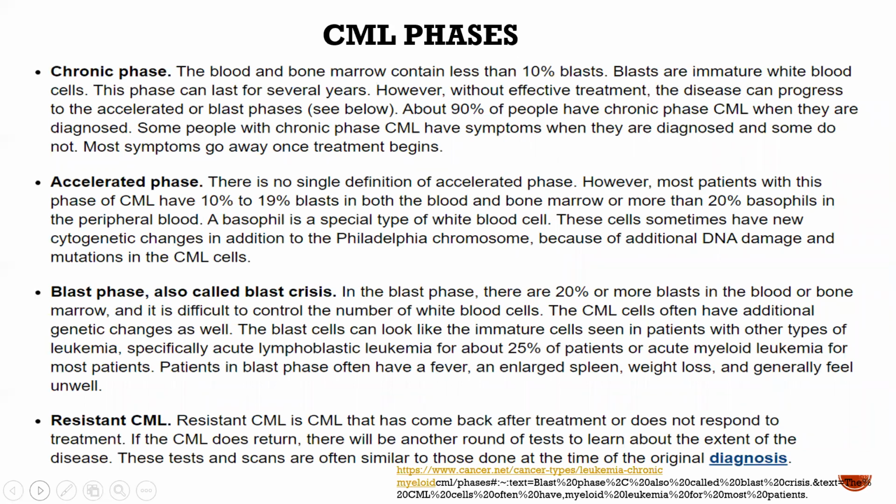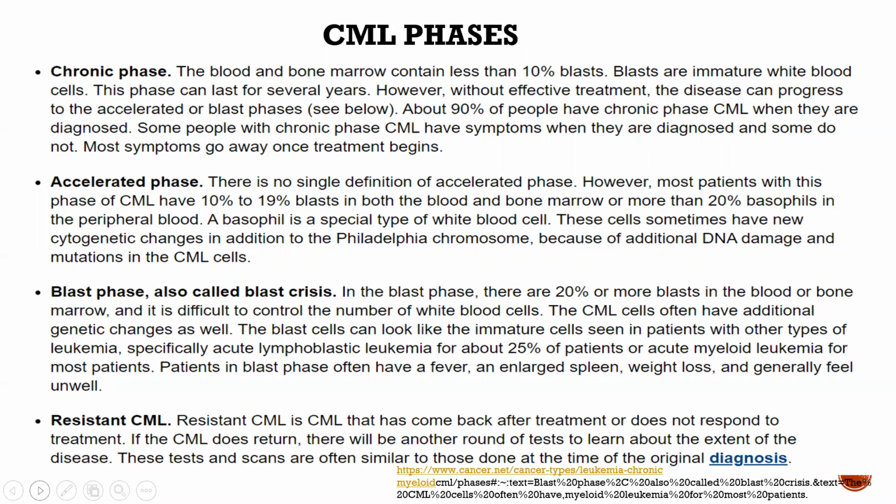There are several phases, as we already talked about. Let's talk about them precisely. So in the chronic phase, the blood and bone marrow contain less than 10% of blasts. Blasts are immature white blood cells. This phase can last for several years. However, without treatment, the disease can progress to the accelerated or blast phases.